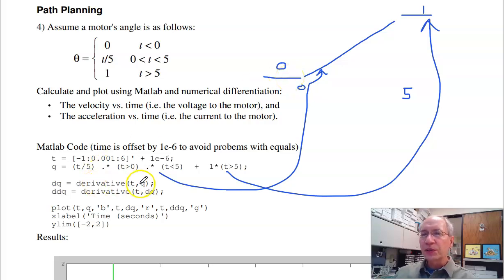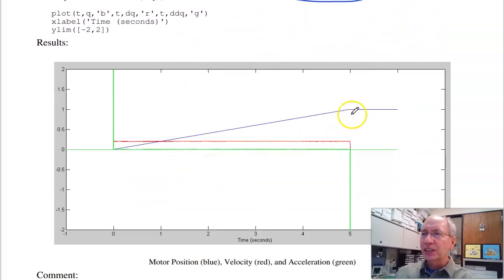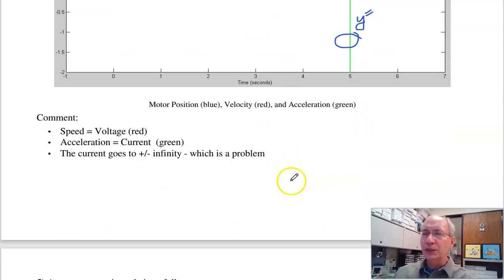Now find the first derivative, find the second derivative, and plot them. Here's what that looks like. So here's y. Here's the derivative of y. And one type of notation is y prime. That means first derivative. Here's the second derivative. So this would be position, voltage, and current. This is probably not a good path to go from 0 to 1 because the current goes to infinity at the start and the end. Electronics don't like that.